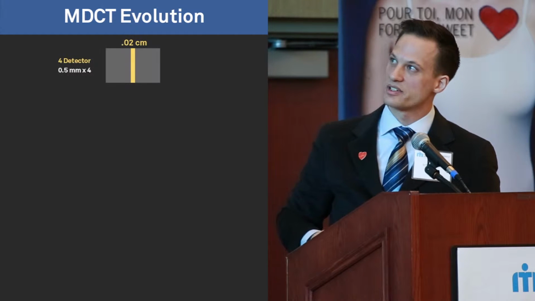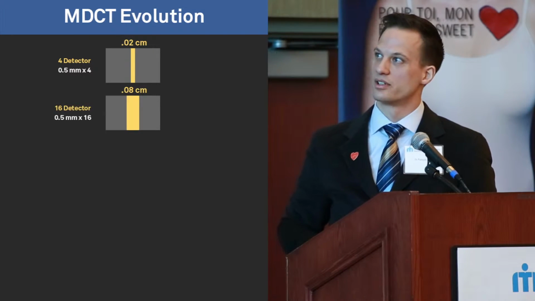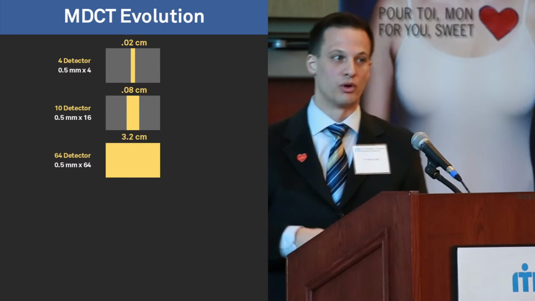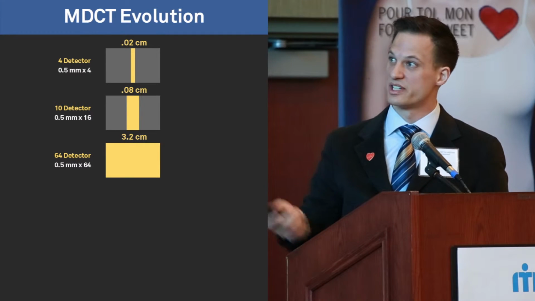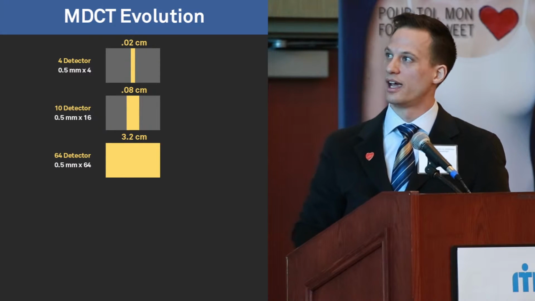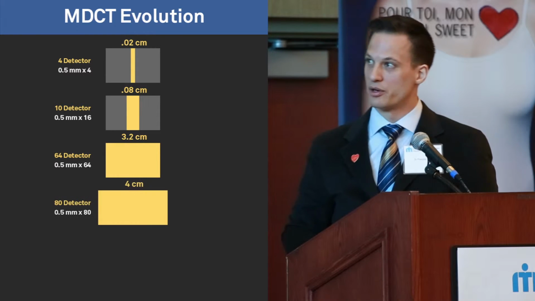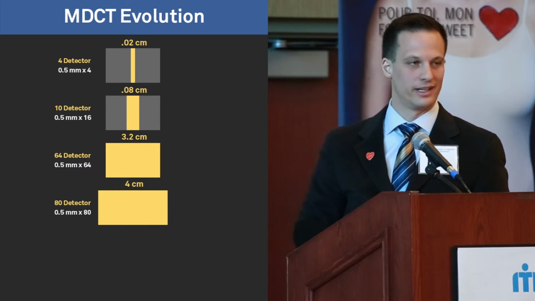So CT, or MDCT, multi-detector CT, evolved. At first it was 4 detectors that covered about 2 millimeters, evolved to 16 detectors, then 64 detectors, which is what Montfort currently has and a lot of hospitals do. This is what was most commonly used to do this step and shoot method, or stitching method, and that covered about 3.2 centimeters. There was an 80 detector that came out a few years later, but not significantly different from the 64 detector.